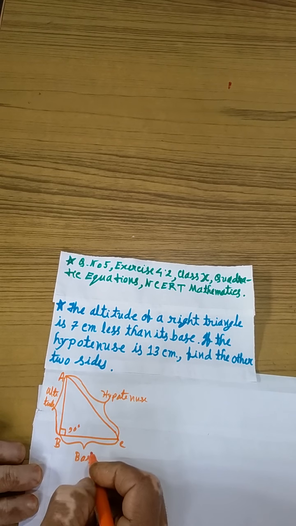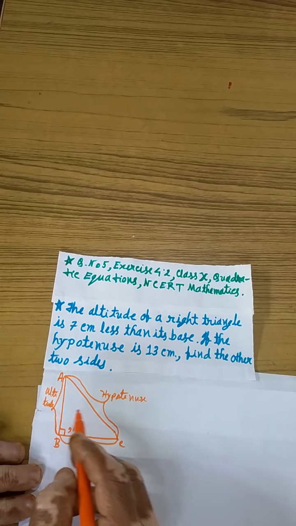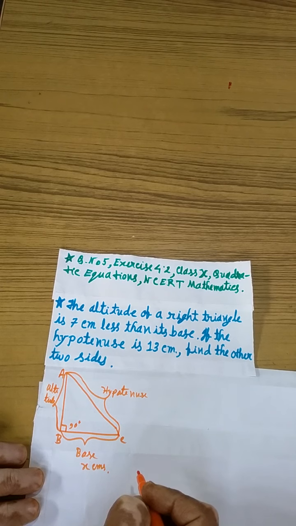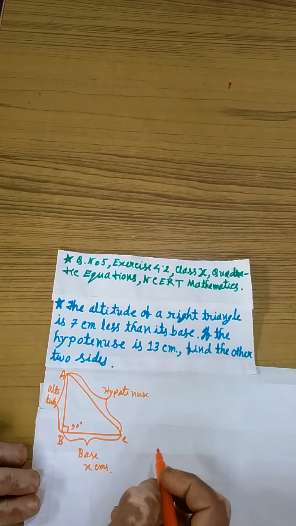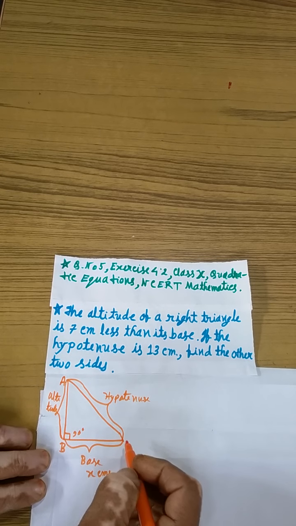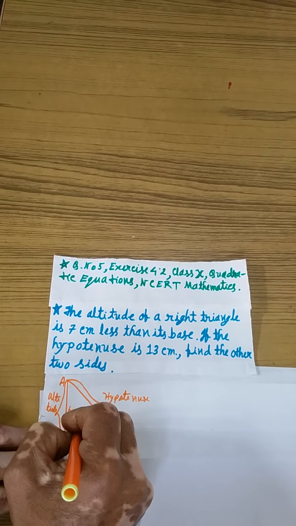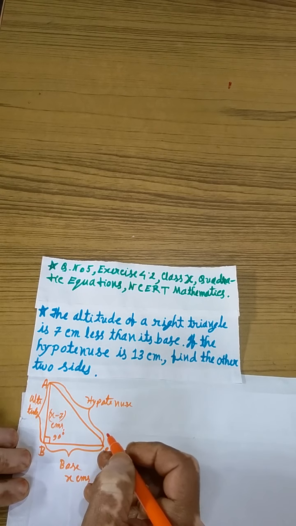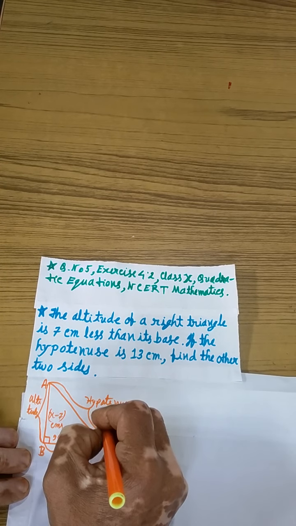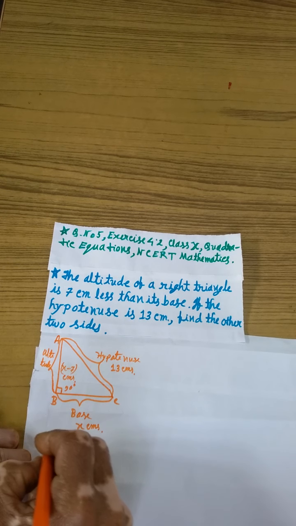Now, if we consider the measure of the side BC or CB, which is the base of this right angled triangle, to be x centimeters, in that case the measure of the altitude AB of this right angle triangle will be, according to the question, x minus 7 centimeters, and according to the question, the measure of the hypotenuse of this right angle triangle is 13 centimeters. This diagram is only for demonstration.